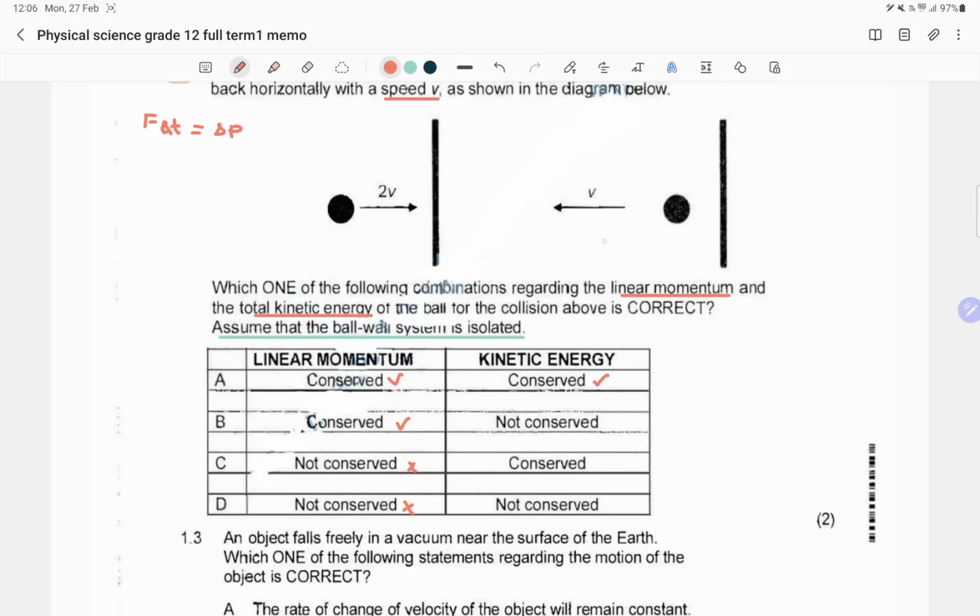Kinetic energy, unfortunately, because of this system being isolated, should be conserved. Anything otherwise is not correct. So what is the best answer here is A. Okay, so I'm sure you can see that.